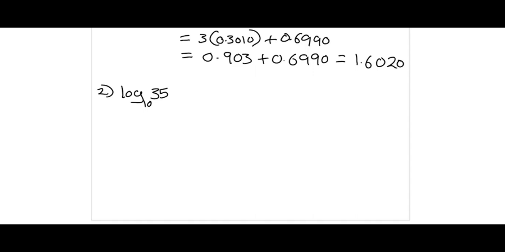Okay, so moving on, I'm going to look for two factors of 35 that when multiplied I'll have 35. And what are those numbers? That will be log 10 of 5 times 7. 5 times 7 is 35.